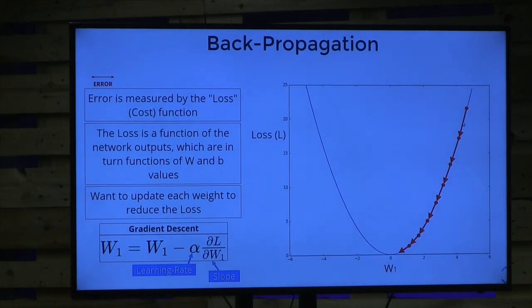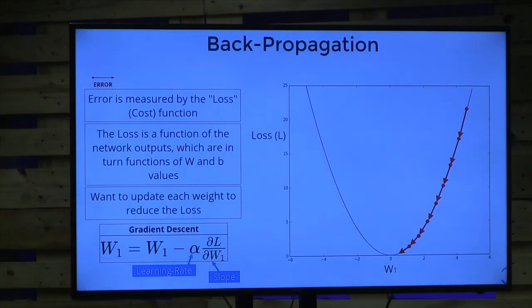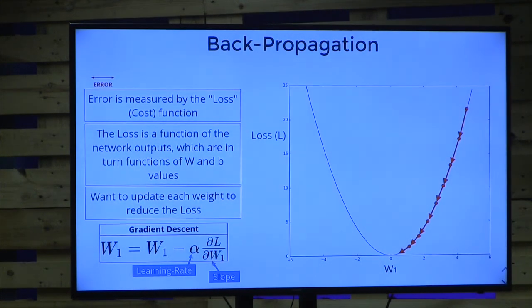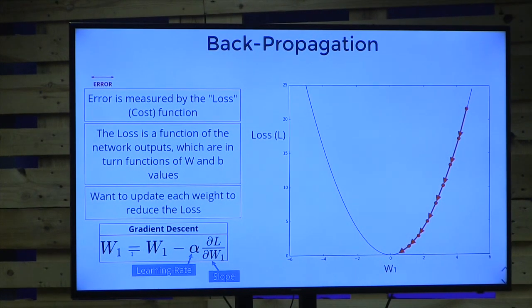And so the method to go down to the bottom is called gradient descent, and it works like this. At each step you do W1 is equal to W1 minus alpha times the differentiation of the loss function with respect to the weight. And alpha is the learning rate, or the step size, so it determines how large a step you're going to take in that direction. And this differentiation term is just the slope of the function in this case.